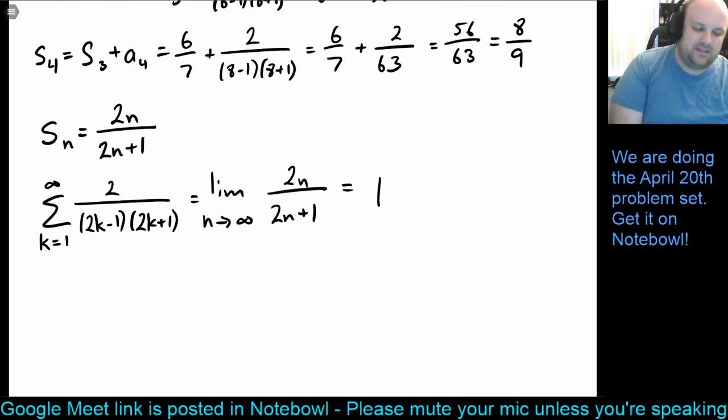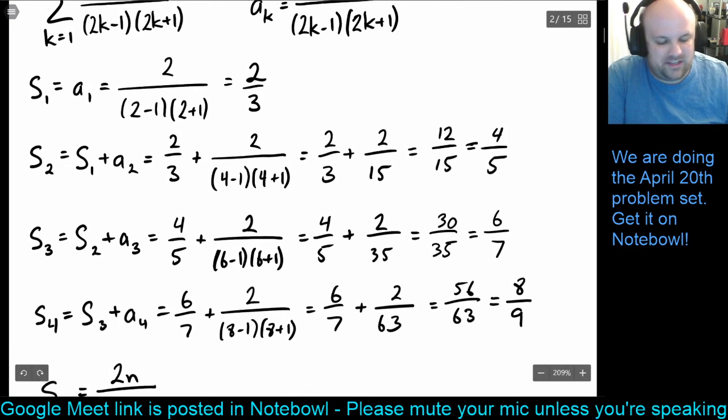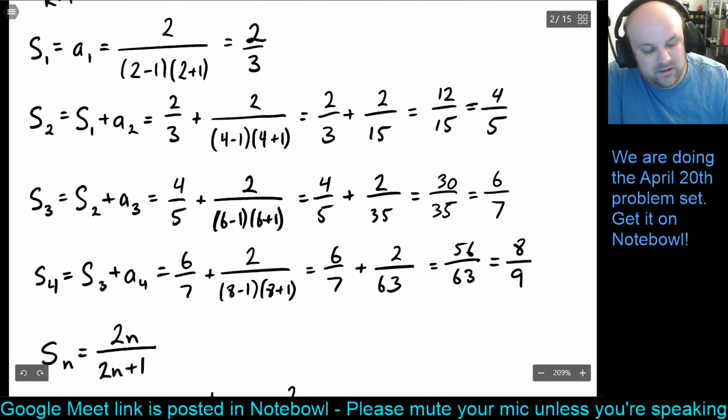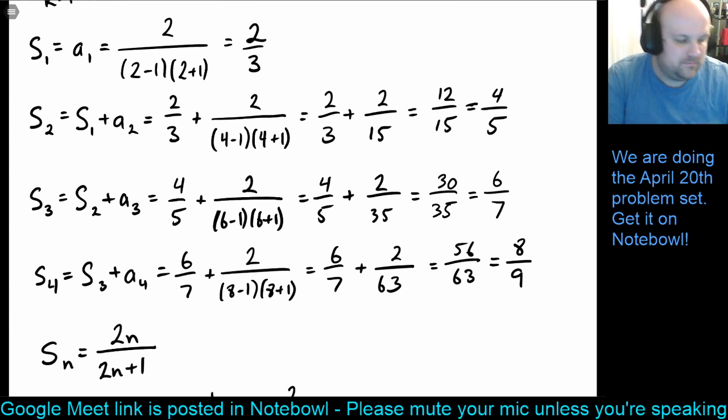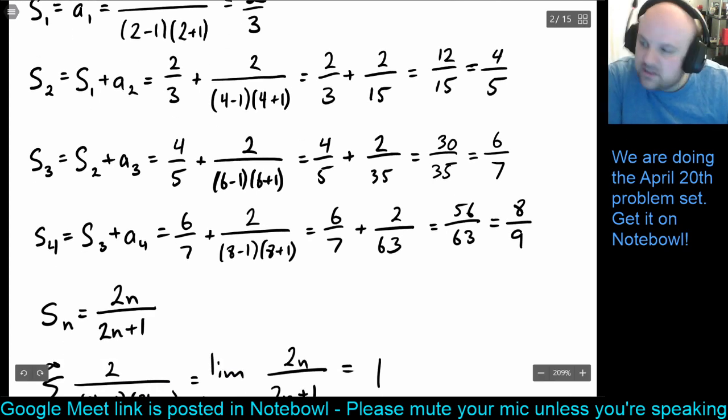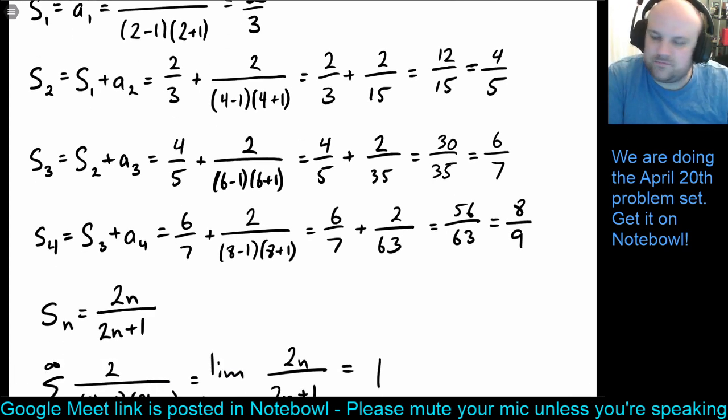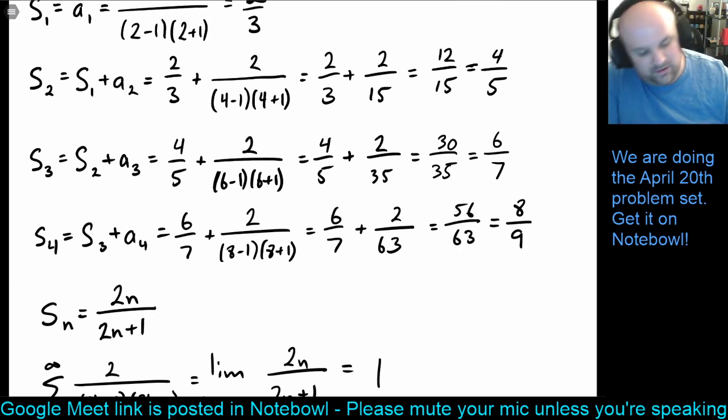Kind of interesting, right? But if you think about what's happening here, each time we're one part of this fraction away from 1. There's a lot of 1s in that sentence. All right. Any questions there? All right. Awesome.